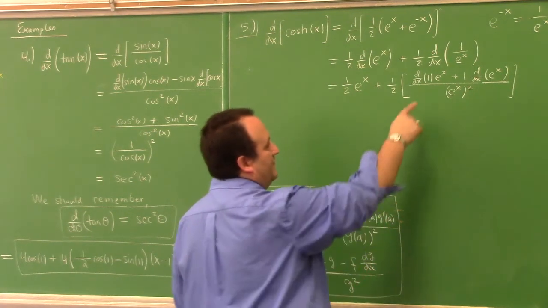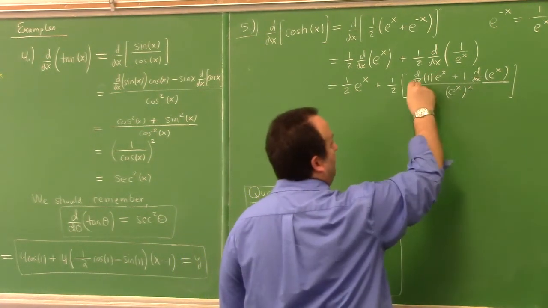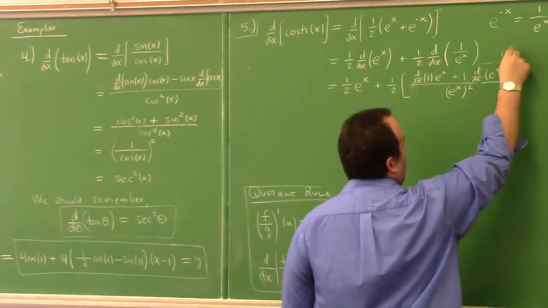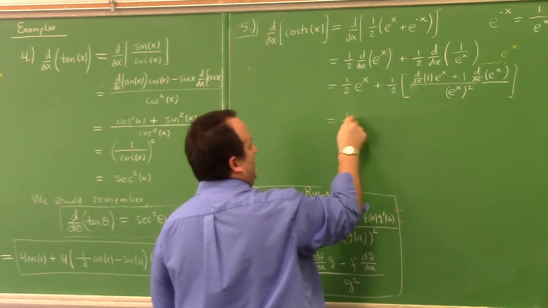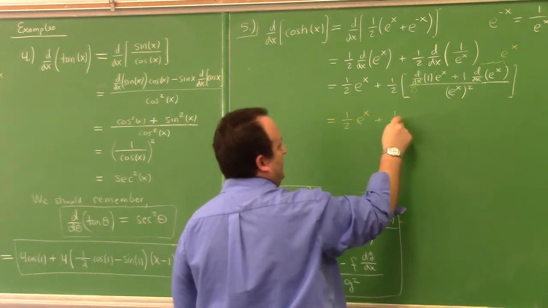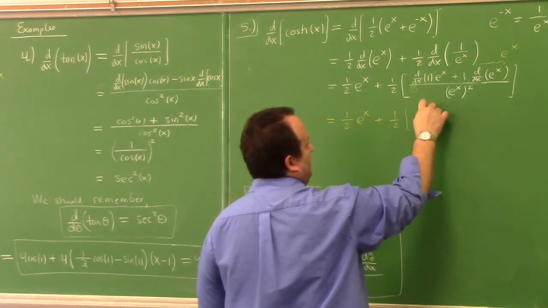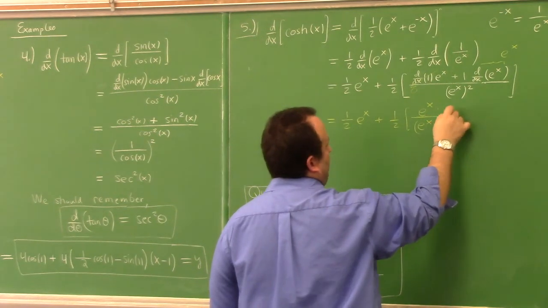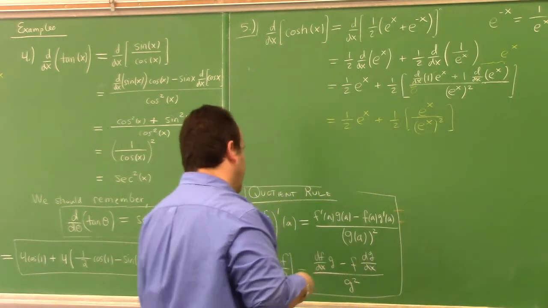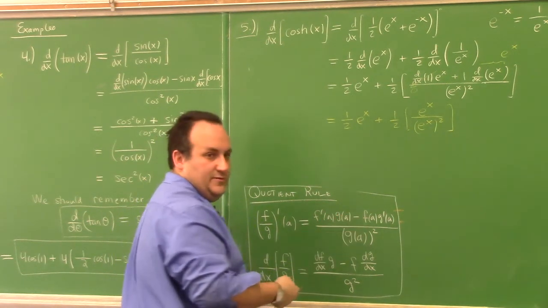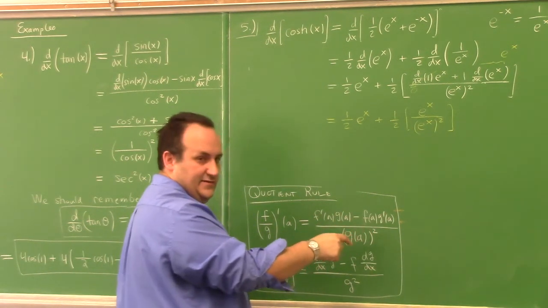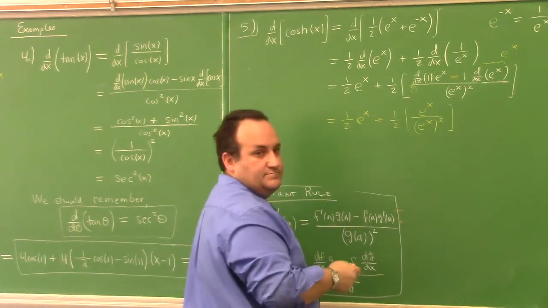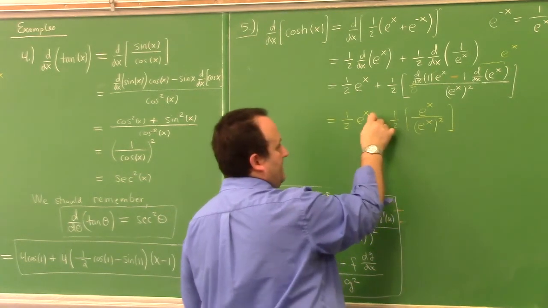Well, what is the derivative of 1? This is 0, right? The derivative of e to the x is just e to the x again, right? So we have 1/2 e to the x plus 1/2 e to the x over e to the x squared. And I lost something, didn't I? Is the quotient rule this plus that? No, it is this minus that, right? So that's supposed to be a minus, right? So this is supposed to be a minus.